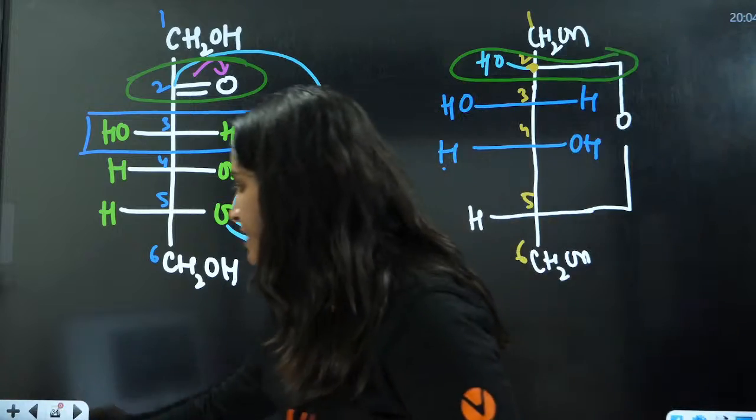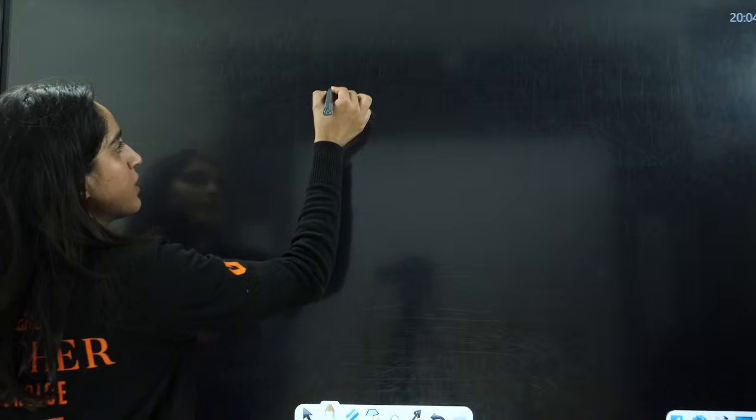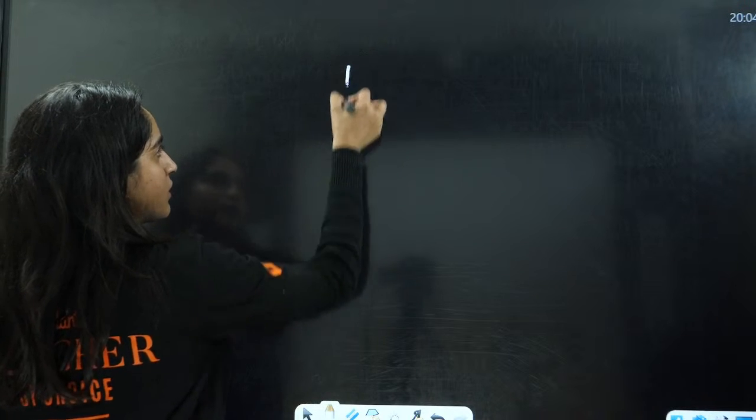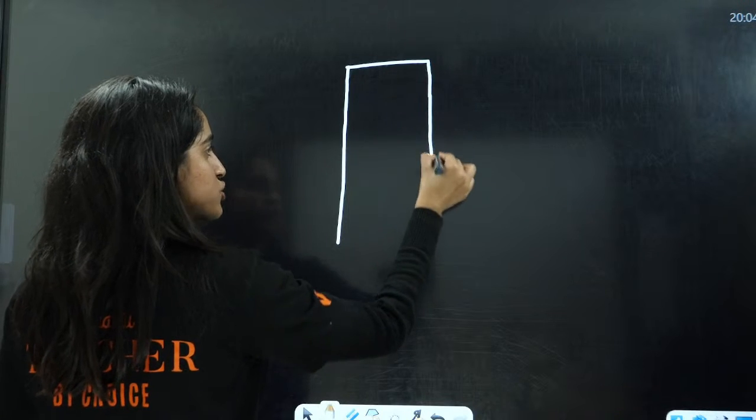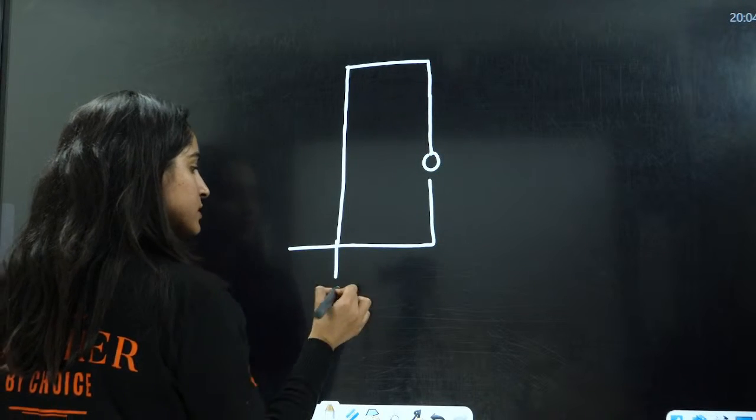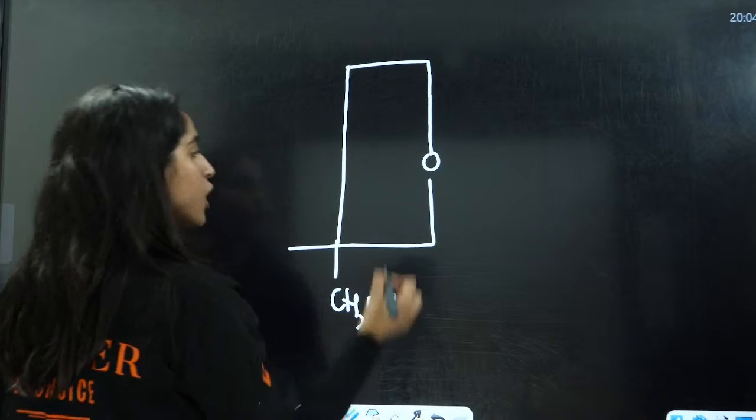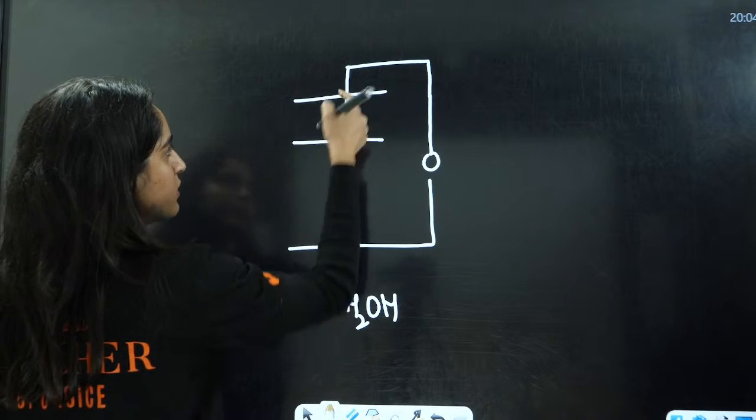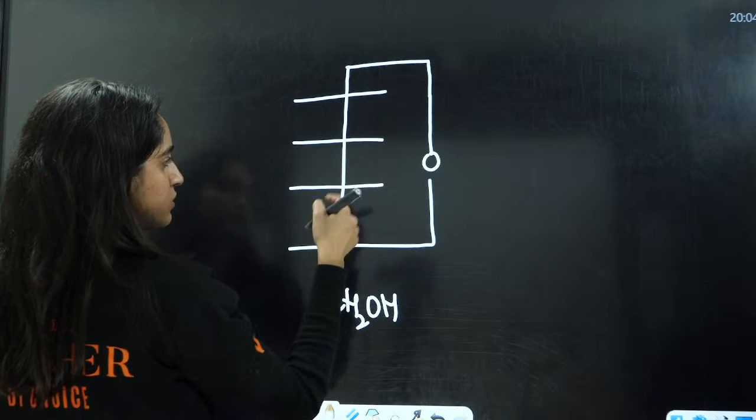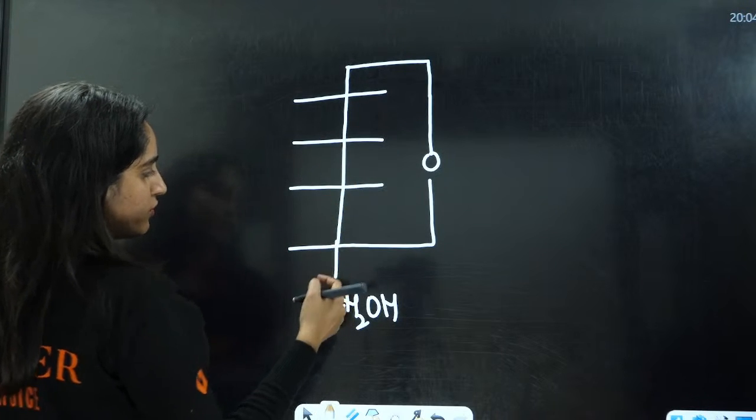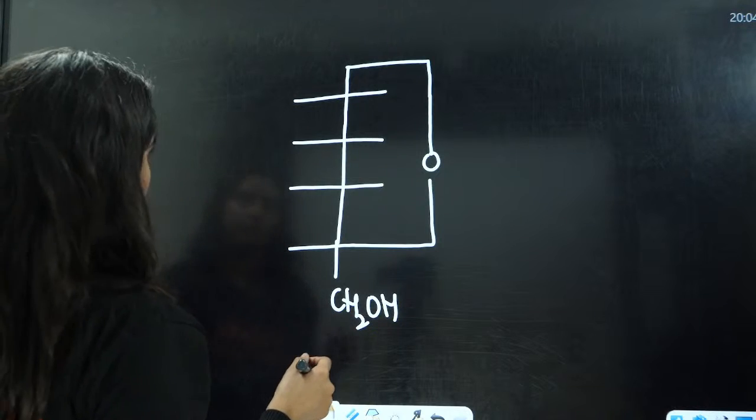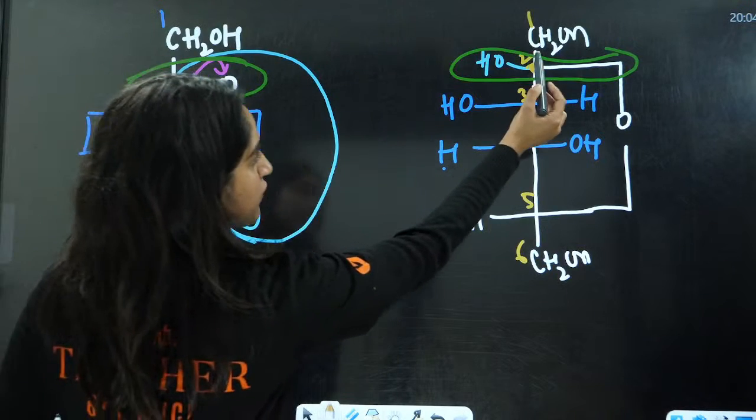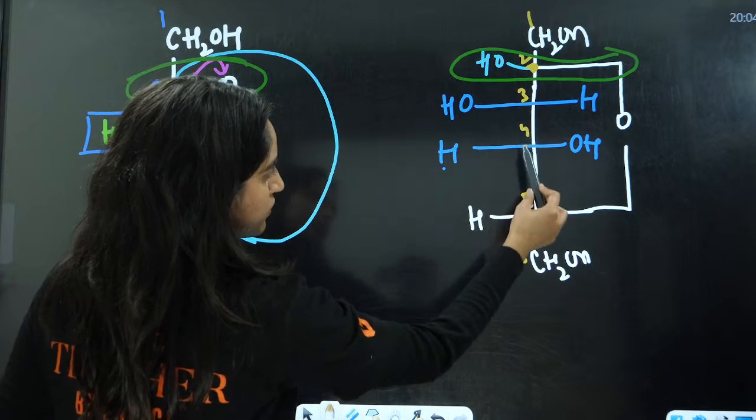We will revise this linkage something like this. This is oxygen, this is the bond of oxygen with the fifth carbon, this is CH2OH. Now this is primary, right? This is 1, 2, 3, 1, 2, 3, 4, 1, 2, 3. This is the first carbon, 1, 2, 3, 4.